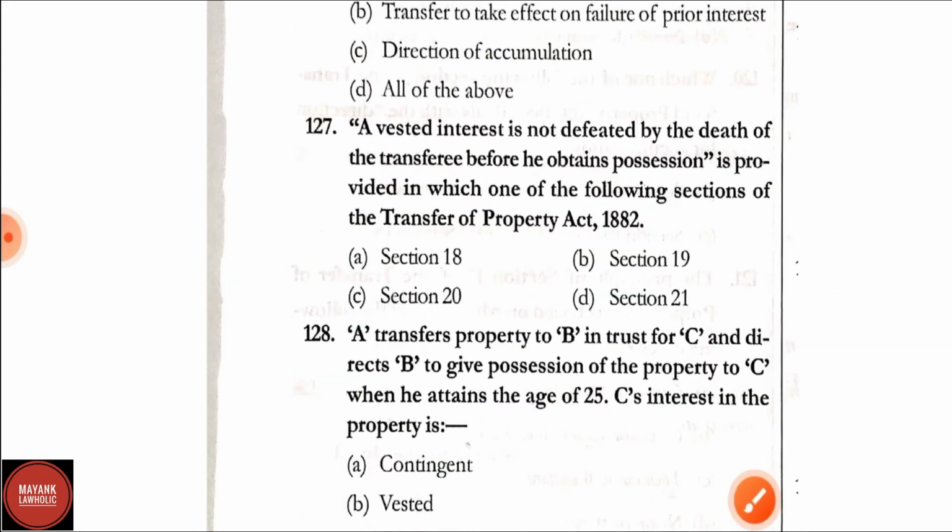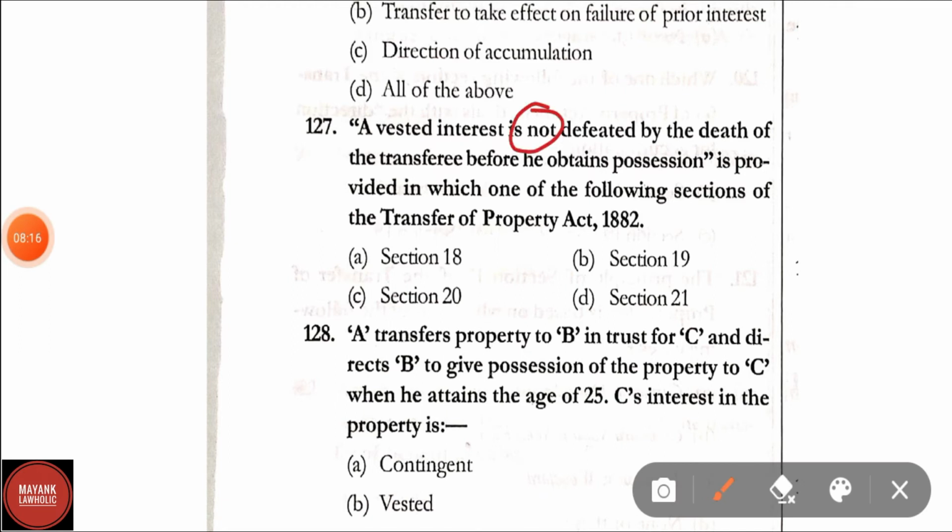Question number 127. A vested interest is not defeated by the death of a transferee before he obtains possession. This is provided in which of the following sections of TPA? Options are section 18, section 19, section 20, section 21. Correct answer is option B, that is section 19.